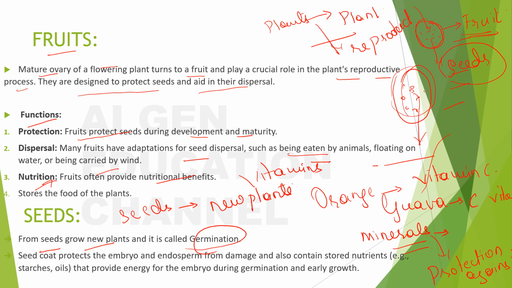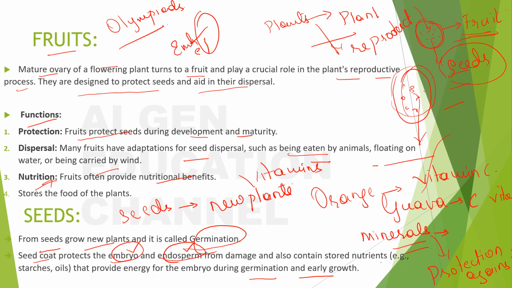Okay, next, seed coat. Seed coat will be a bit hard. That protects the embryo and endosperm from damage and also contains stored nutrients that provide energy for the embryo during germination and early growth. Remember one thing, this embryo and endosperm, I have included for Olympiads. For your academics maybe this won't be of much use, but seed has embryo and endosperm. Remember this is very important.